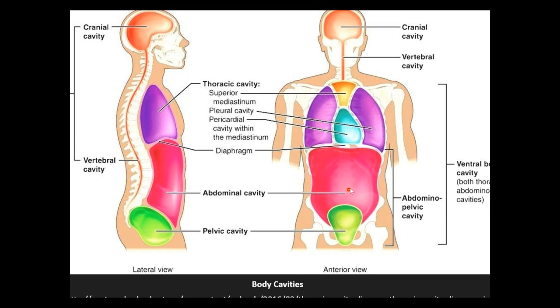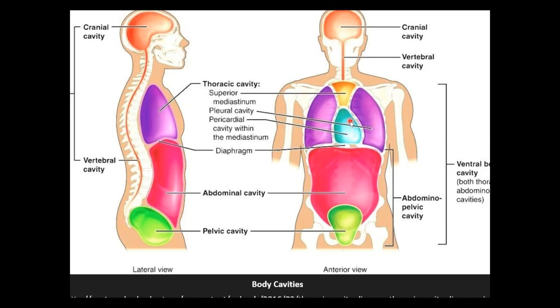And sometimes these two are grouped together into the abdominopelvic cavity. You can see written right here. All right, we're calling this the ventral cavity. Can't see what they're calling it over there, but I'll bet you they're calling it the dorsal. It wouldn't be wrong to call them anterior and posterior.